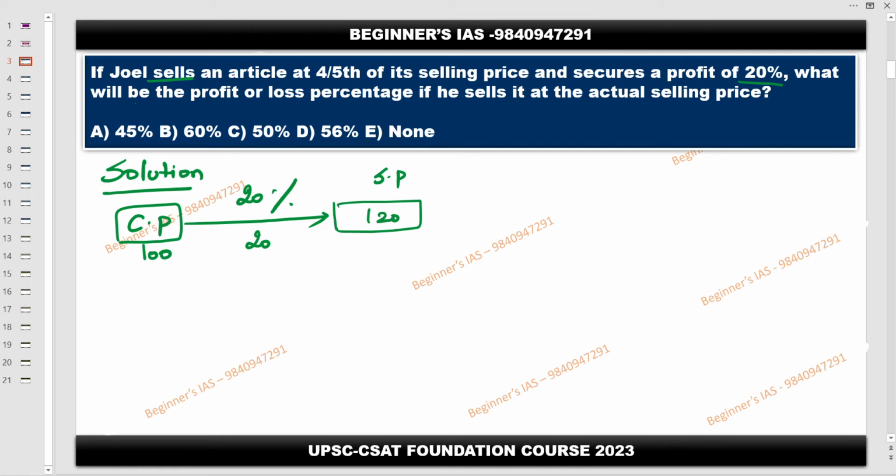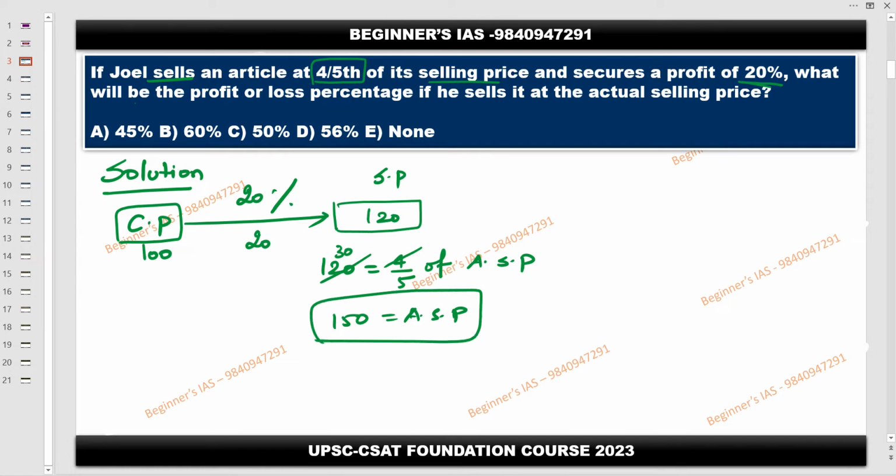So this is the selling price with 20 percent profit, which means he sells the article at 4/5 of the actual selling price. That selling price is nothing but 120, which is equal to 4/5 of the actual selling price. Then cancel this, so this is going to be 30. Then the actual selling price is going to be 150.